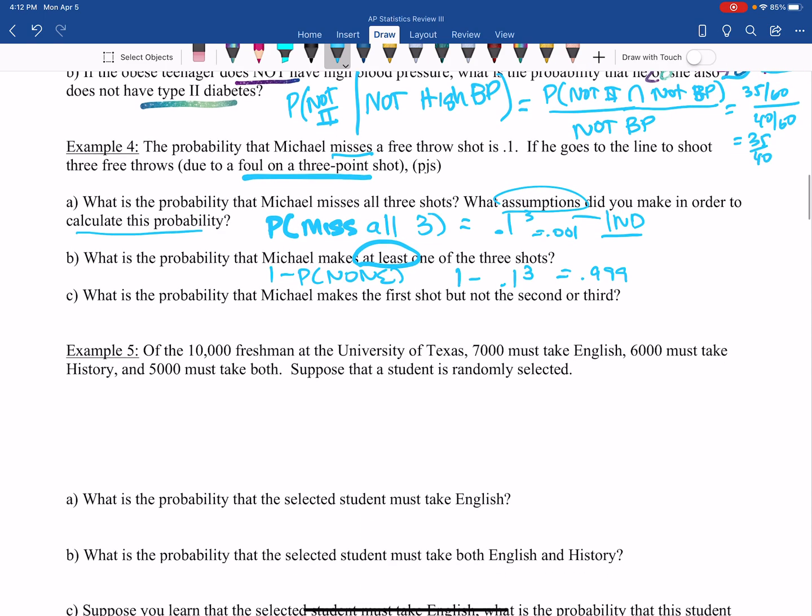And part C, what is the probability that Michael makes the first shot but not the second or third? All right, so he's going to make the first shot, and he's going to miss the second one, and he's going to make the first one. That's right, sorry, messed that up because making is 0.9. So he's going to make the first one, which is 0.9, and he's going to miss the second one, and he's going to miss the third one. Okay, and that is going to be 0.009.